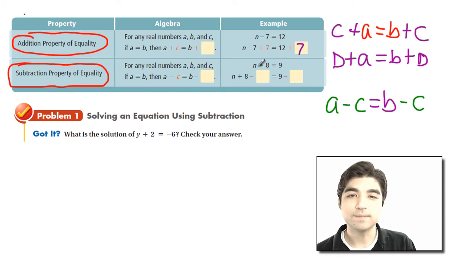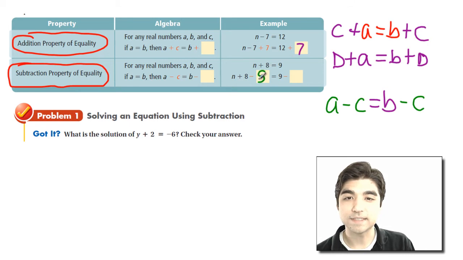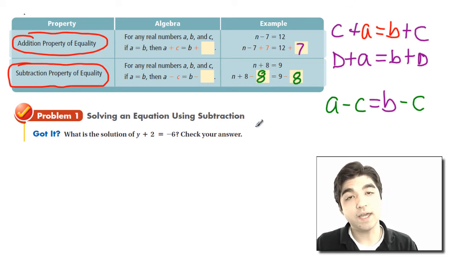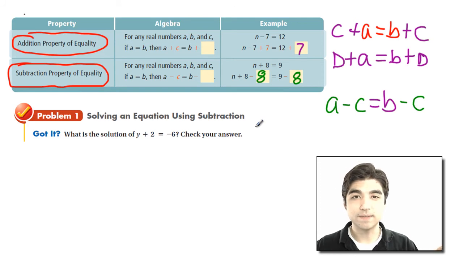So in this example here, we have n plus 8 equals 9. So if we subtract 8 from each side, then that's okay in the math world because we're keeping the equation balanced.